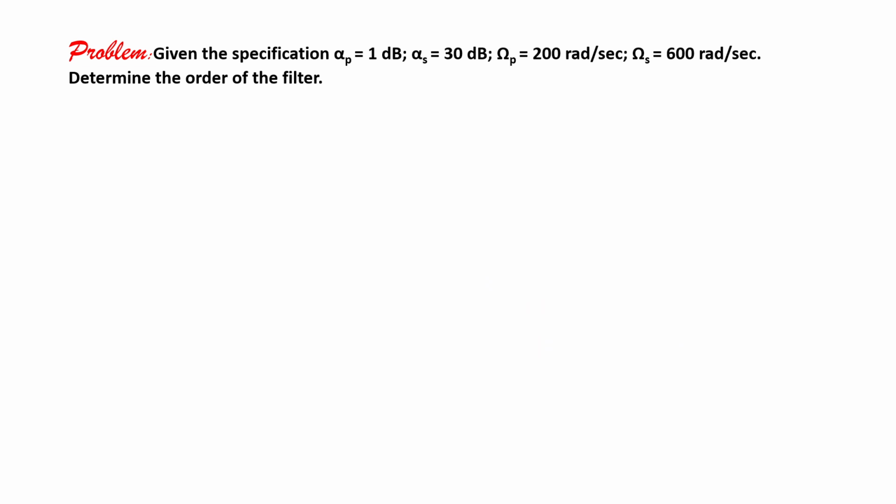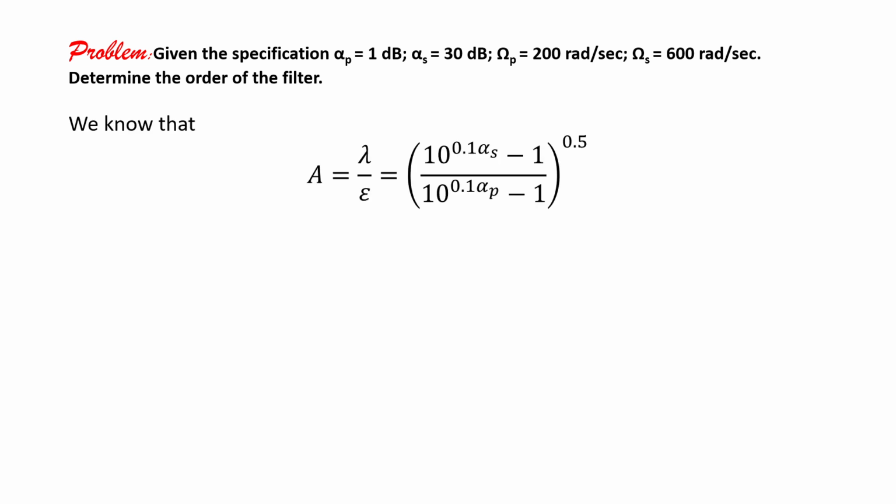For given specification alpha p equals 1 dB, alpha s equals 30 dB, omega p equals 200 radian per second, omega s equals 600 radian per second, determine the order of the filter. We know that A equals lambda by epsilon, and lambda equals the square root of 10 to the power 0.1 alpha s minus 1, and epsilon equals the square root of 10 to the power 0.1 alpha p minus 1. So A equals the square root of (10 to the power 0.1 alpha s minus 1) divided by (10 to the power 0.1 alpha p minus 1). So put the values of alpha p, alpha s, omega p, omega s.